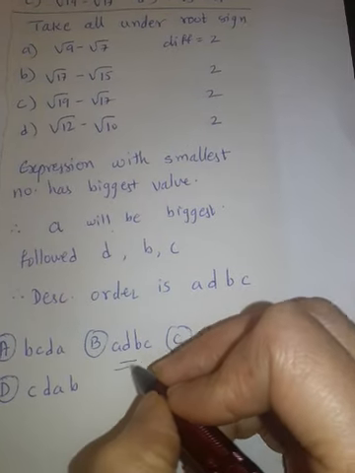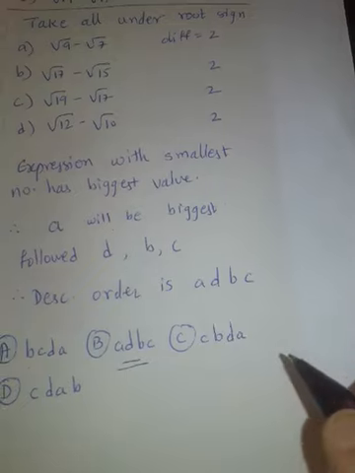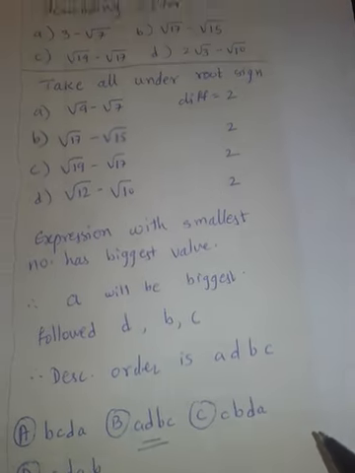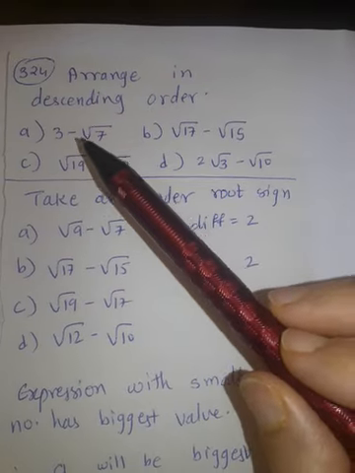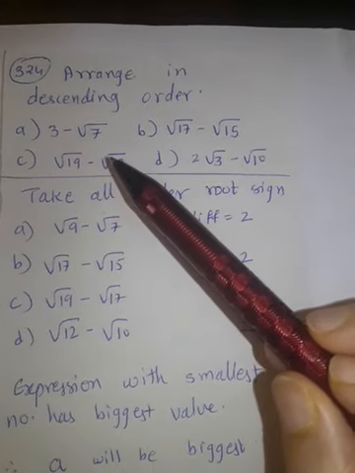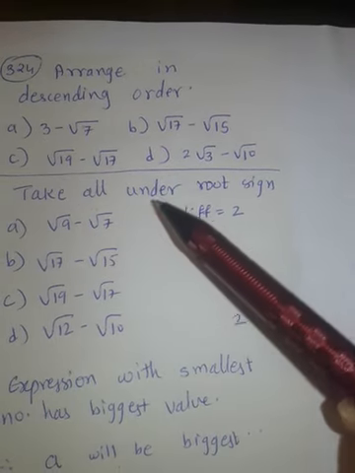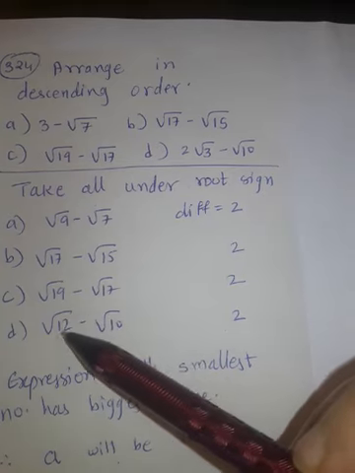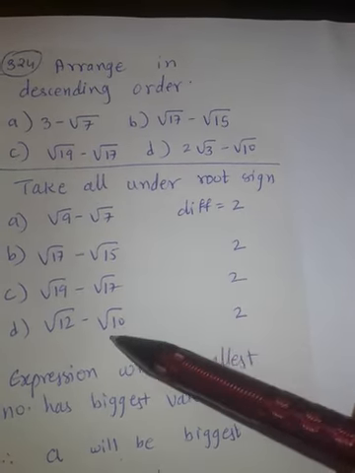So your answer is option B. Ye tumhara answer. A, D, B, C. Got it? So what was the first step? We wrote all numbers under square root. 3 ka ban gaya root 9. 2 root 3 ka ban gaya root 12. So everything we converted in this form.